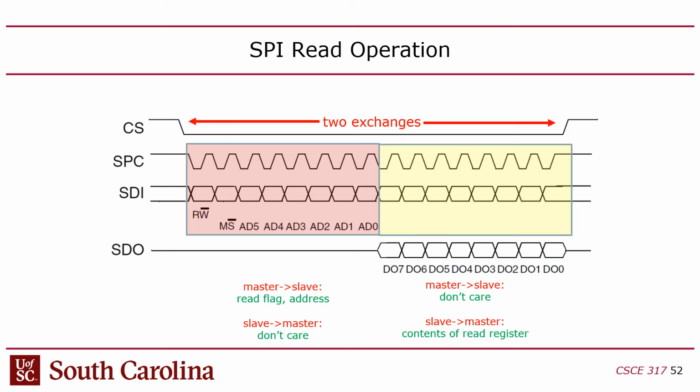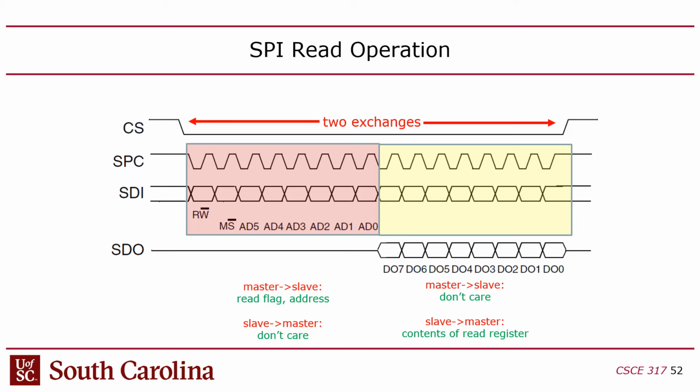Okay, so real quick, this is now starting to look like a network protocol a little bit, because of the first exchange, being the first 8 cycles. So we've got 16 cycles now. The first 8 cycles is the header. The master sends a header packet. That header packet includes multiple pieces of information.